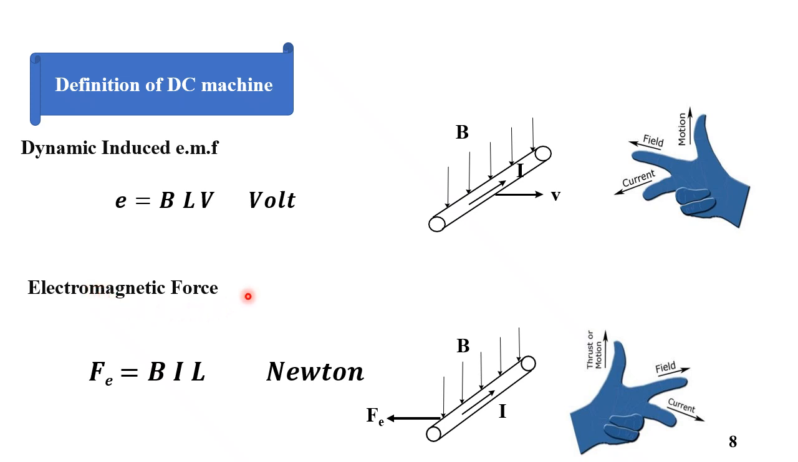For the electromagnetic force, using the left-hand rule, we have the thumb in the direction of motion or direction of force, this finger in the direction of flux, and this finger in the direction of the current. Here the current is in this direction and the flux density in this direction, then the force will be to the left side, and the force is equal to B times I times L.